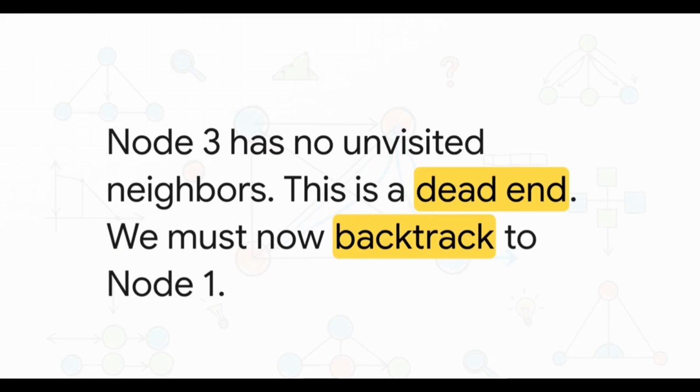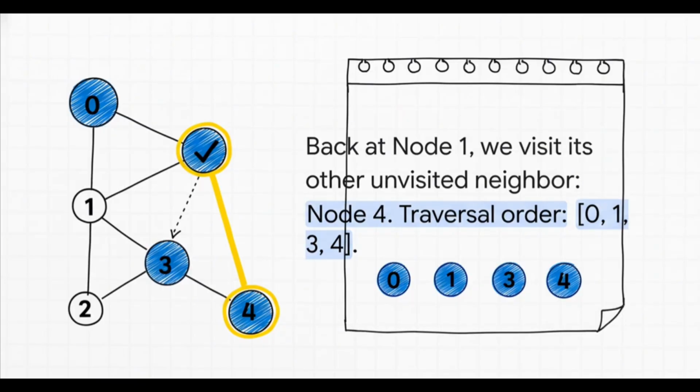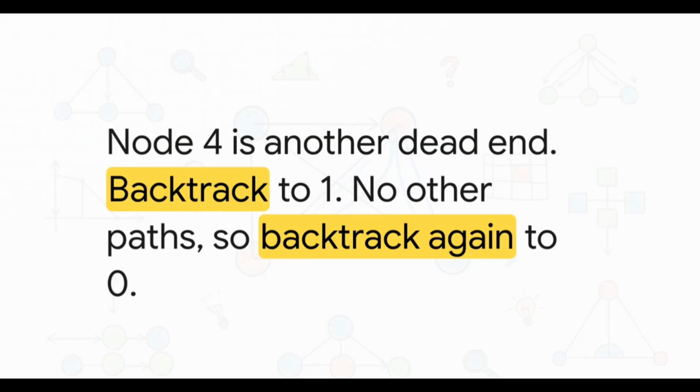Uh-oh, at node 3, we've hit a dead end. Its only neighbor, node 1, has already been visited. There's nowhere new to go. So what's the move? It's time to backtrack. We retrace our steps right back to node 1. Okay, we're back at node 1, and we ask, hey, were there any paths here that I missed? And yes, there was. We find this unexplored route to node 4, so that's where we go next, exploring this new branch.